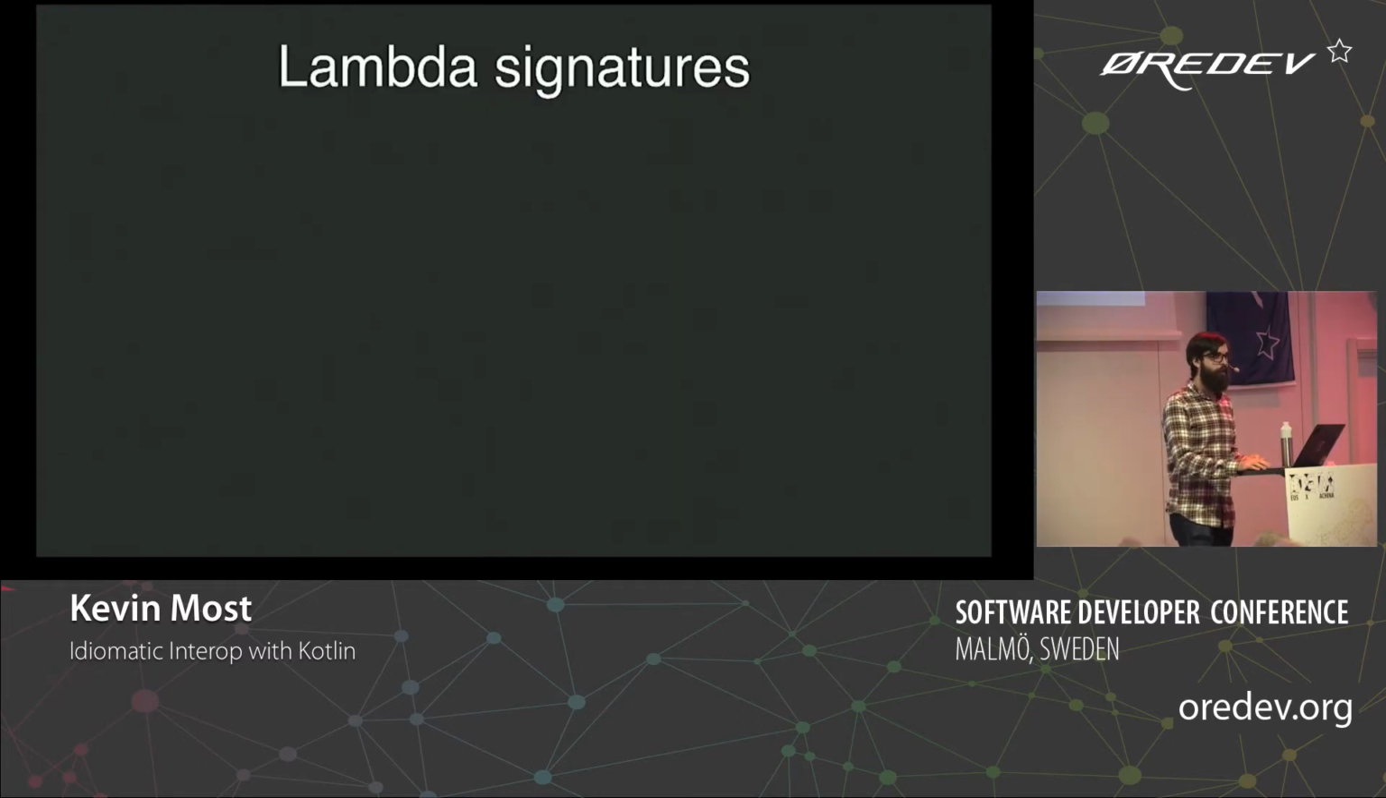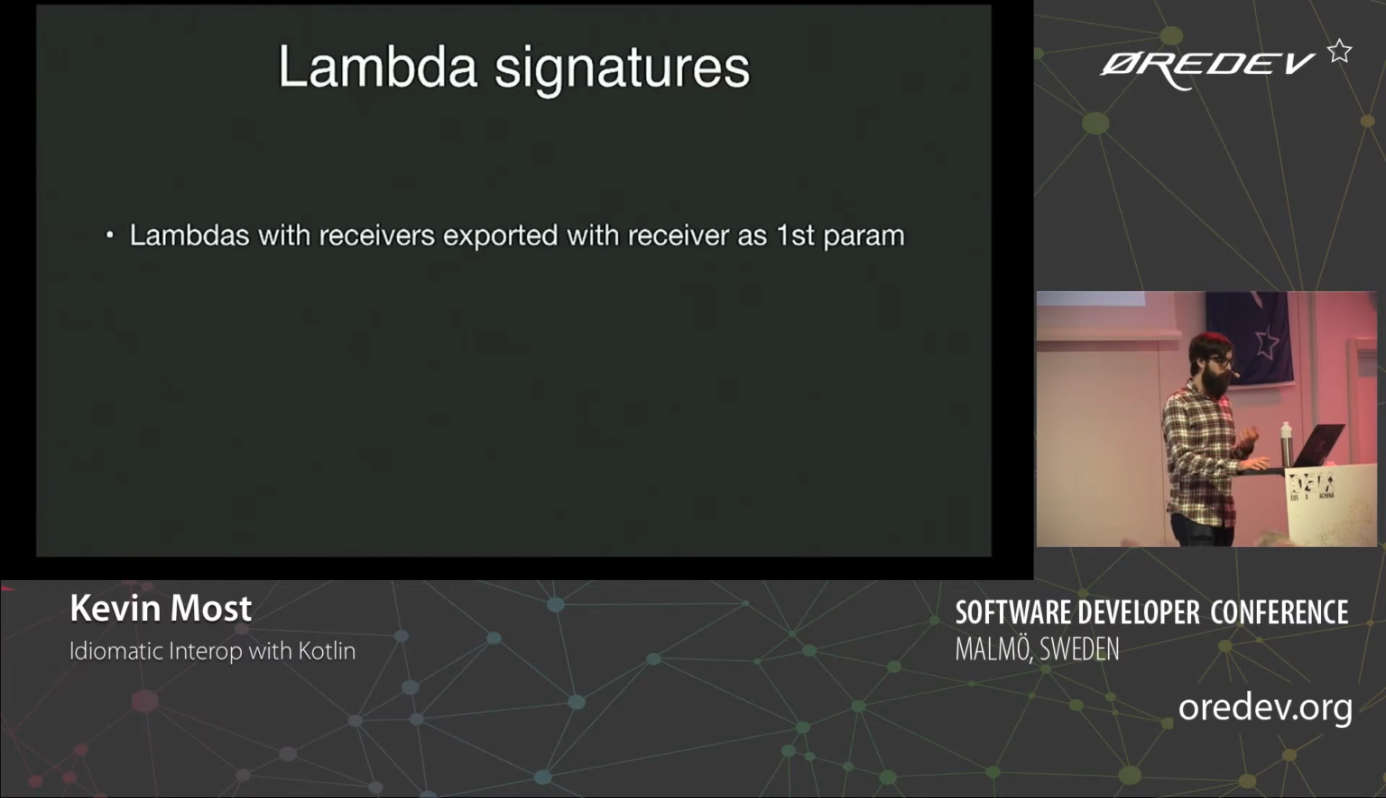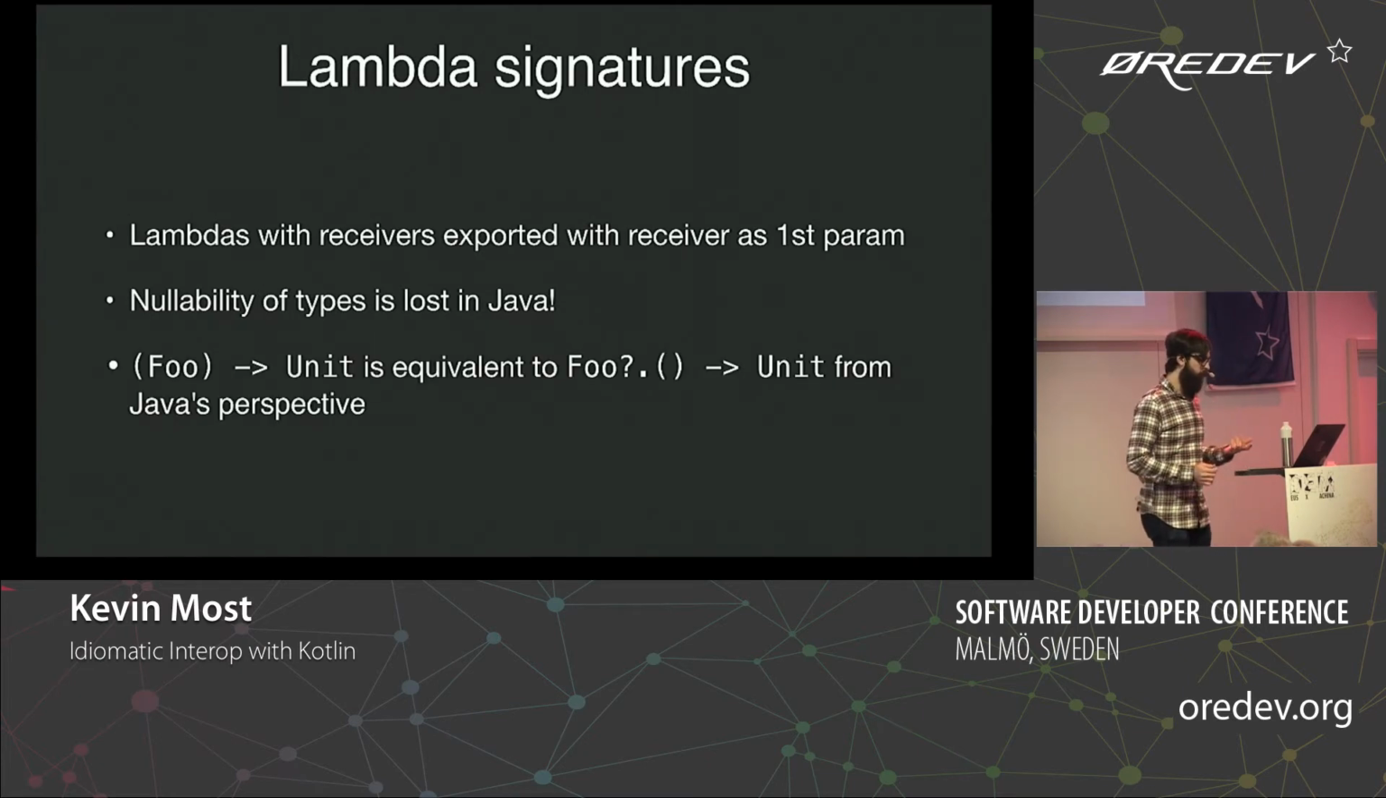But another thing I want to talk about around Lambdas is their signatures. As you saw, with Lambdas with receivers, the receiver becomes the first parameter. We saw those for extension function interop. And unfortunately, nullability of types is lost because you can't express this nullability in the type parameter. So these two Lambdas are very different. One of them takes a parameter of foo, which is non-null. The second one is an extension on foo, which is nullable, but they look the same from Java. They'll both be function1 foo comma unit.